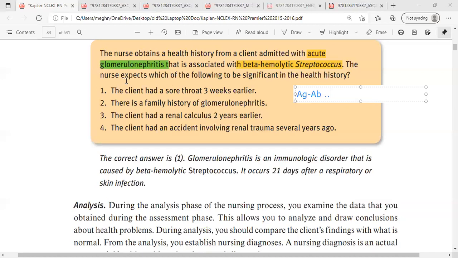So the nurse expects which of the following to be significant in the health history. The client had a sore throat 3 weeks earlier. I said the problem starts from sore throat, fever, no antibiotics, bacteria go to the kidney and start the problem. So the answer is number 3. So number 1, this is 1. So sore throat starts.